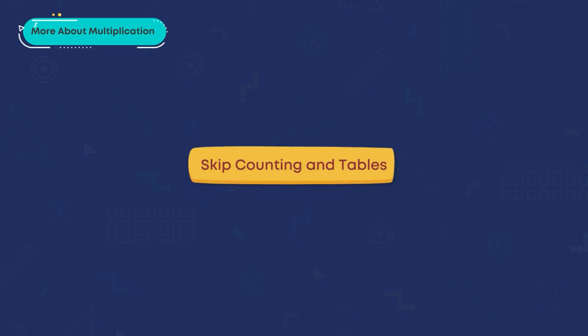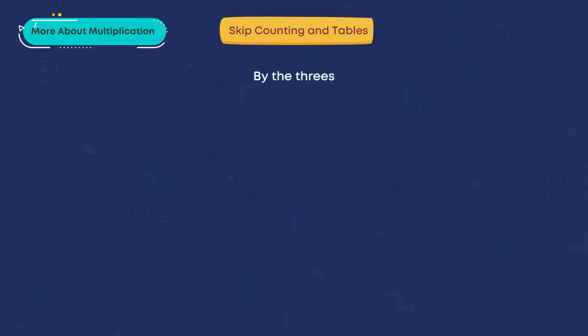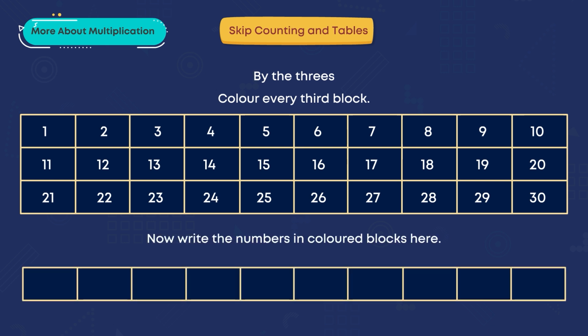Skip counting and tables. By the threes. Color every third block. Now write the numbers in the colored blocks here.